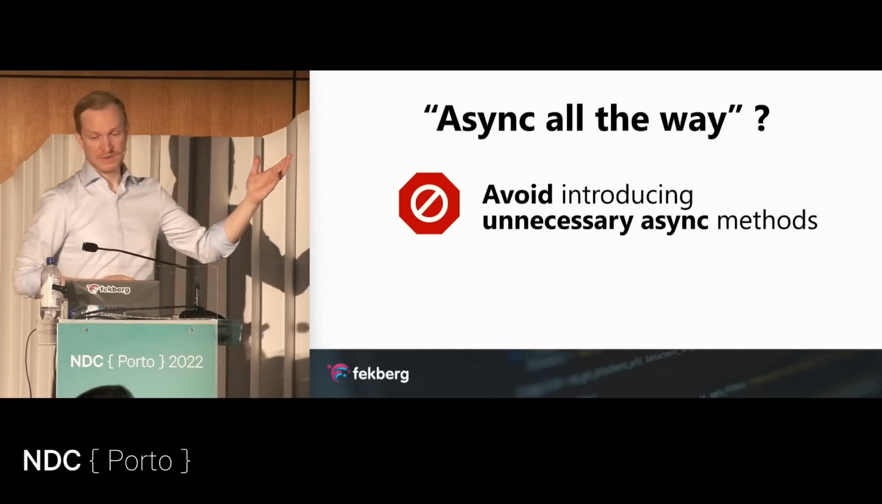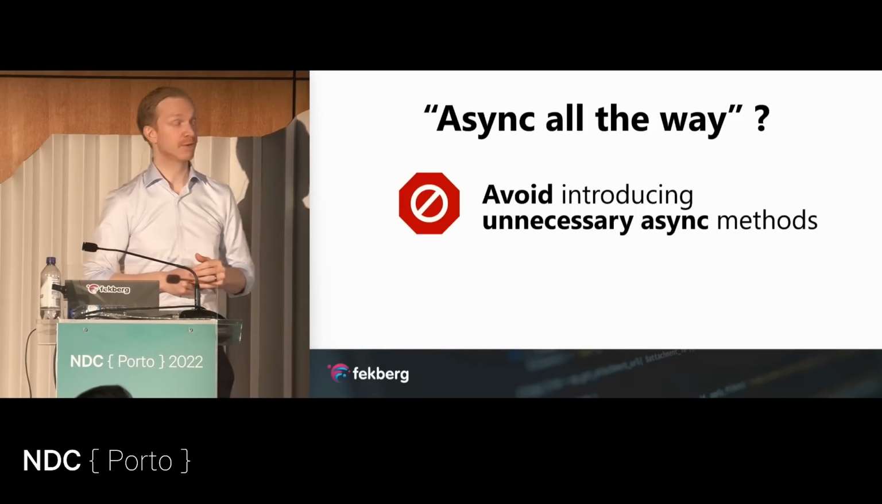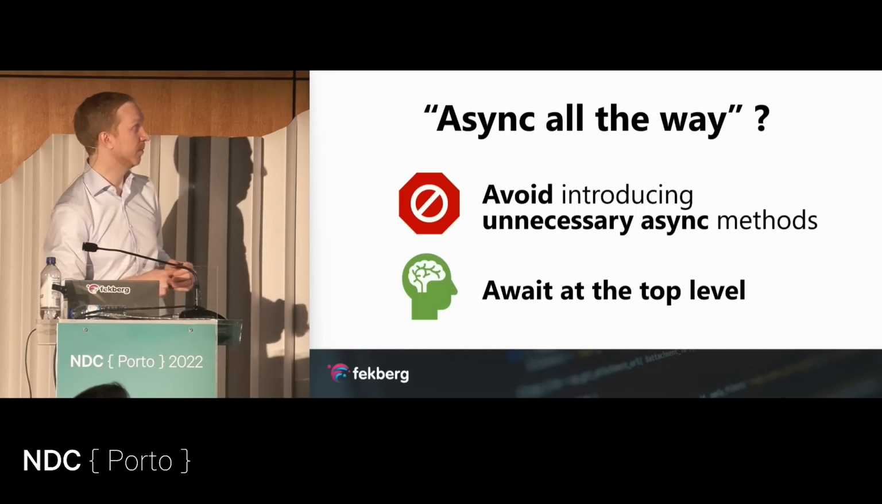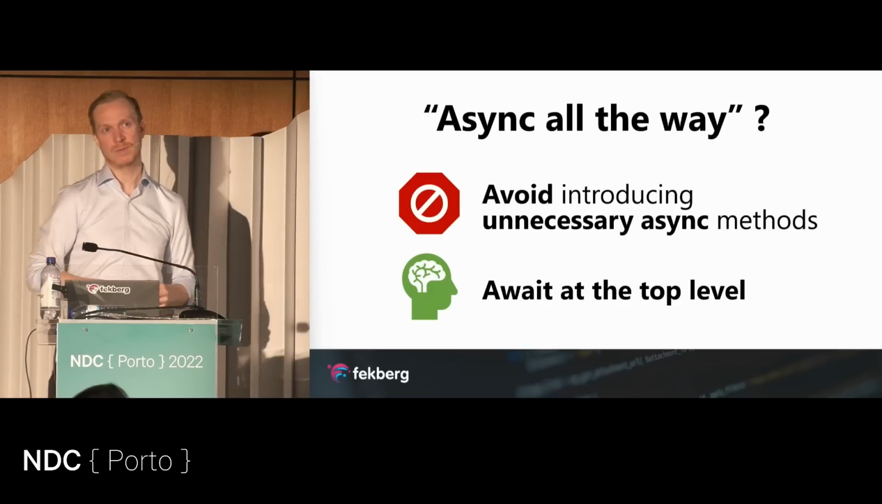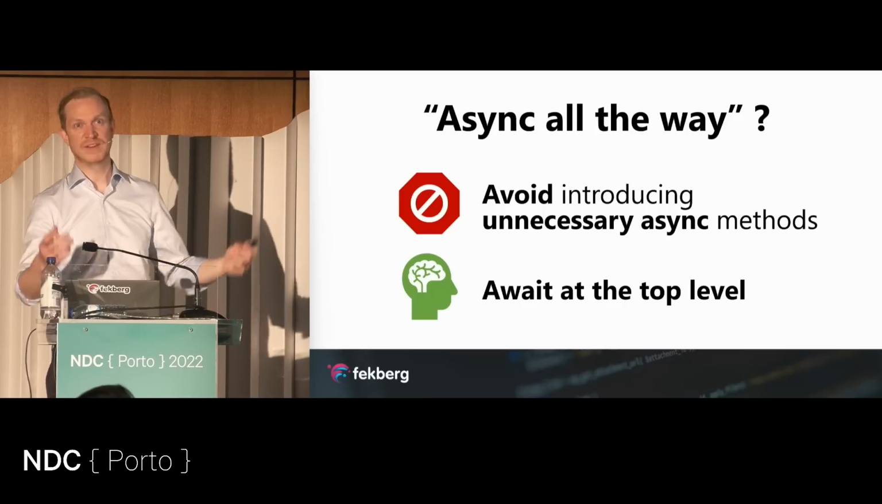So async and await, or async all the way, means that you should avoid introducing unnecessary state machines or unnecessary async methods, but you should await at the top level. That could be the main method or in the click event handler, for example.